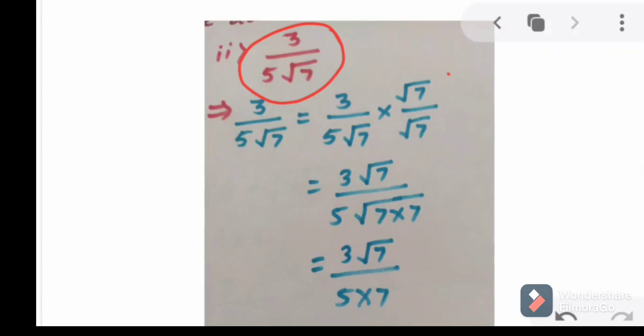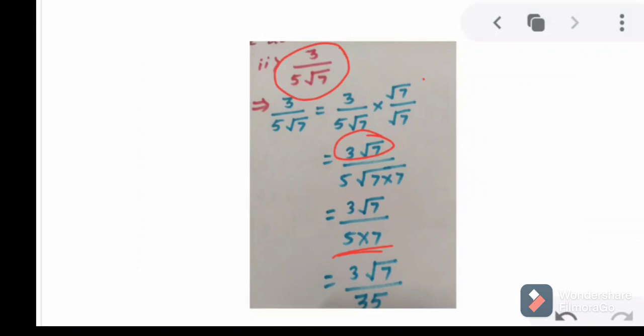Okay. Similarly, we see the next example for the rationalization of denominator. The example is given, that is 3 divided by 5 root 7. 3 upon 5 root 7. Here which is the irrational number? That is root 7. Okay. So we multiply and divide by root 7 to the numerator and denominator of this fraction.